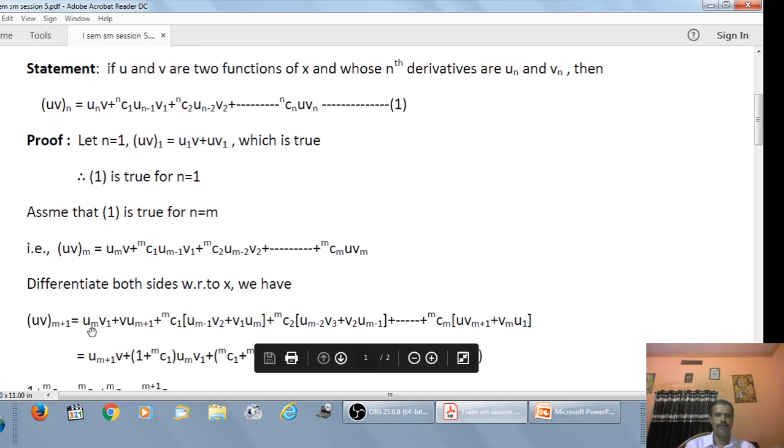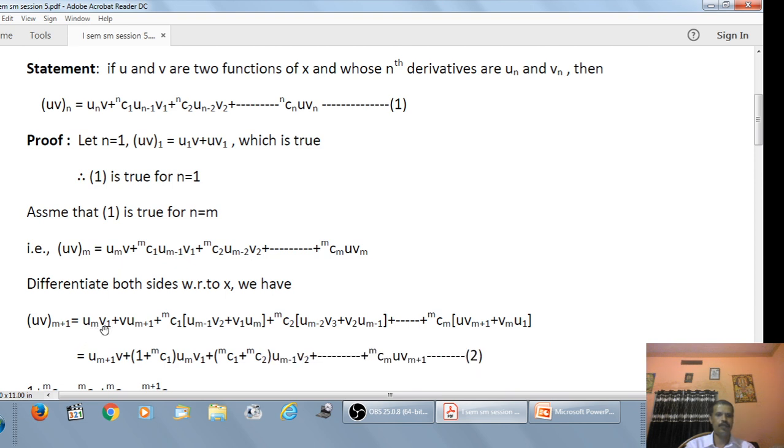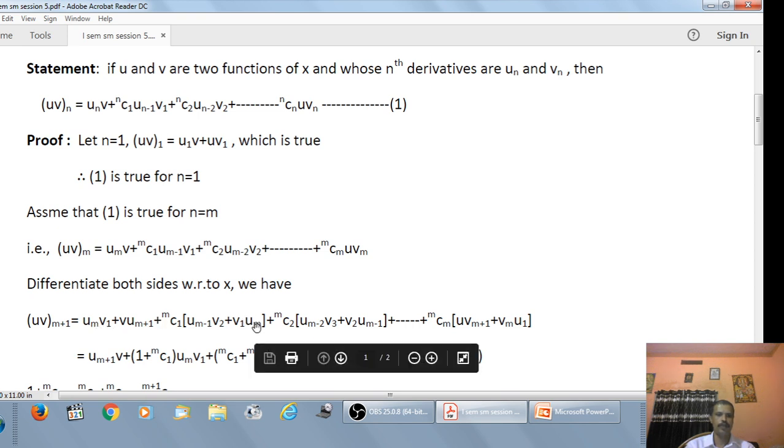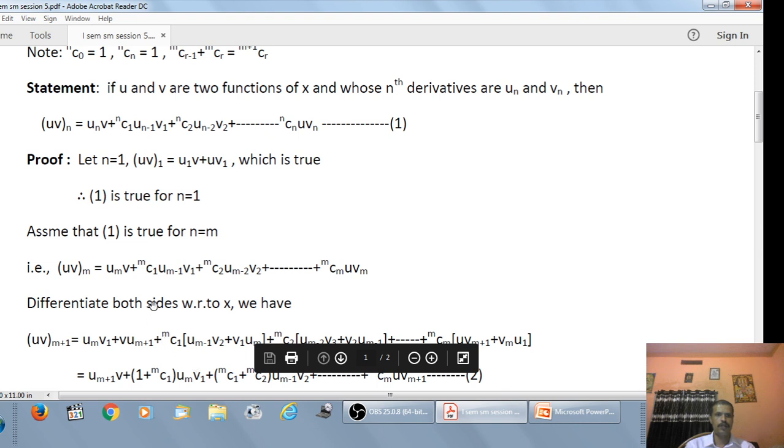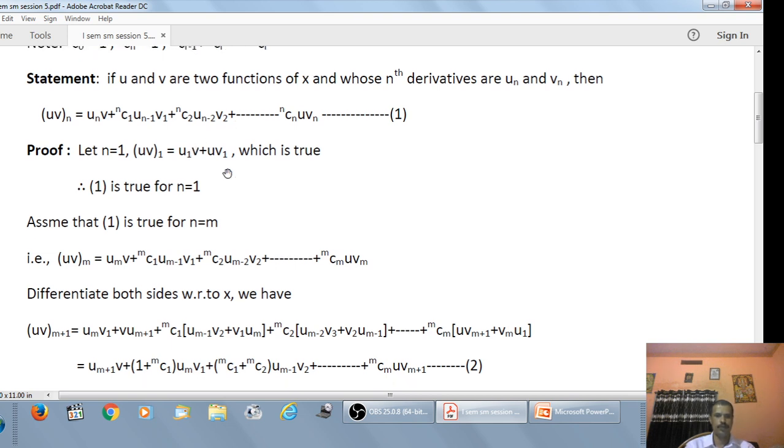Here it is in the first term, u^(m)v1, and also here is u^(m)v1 with the coefficient mC1. Now take u^(m)v1 common, it will be 1 plus mC1. In the third term, when we replace n by m plus 1, it will be the coefficient of u^(m-1)v2. Collect those terms.